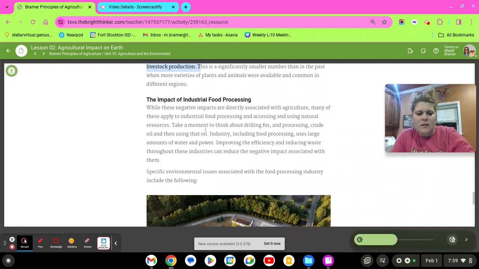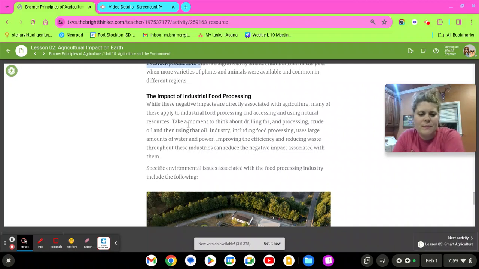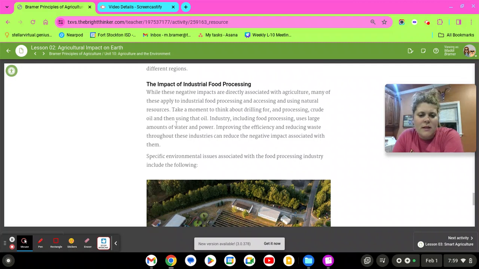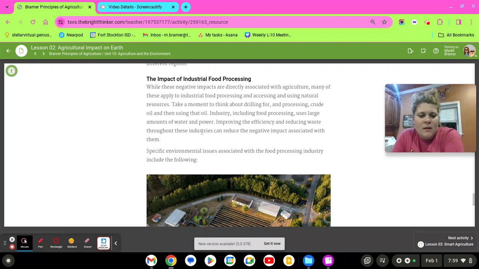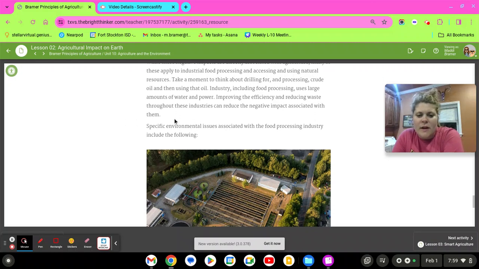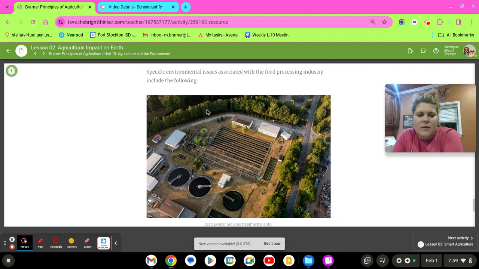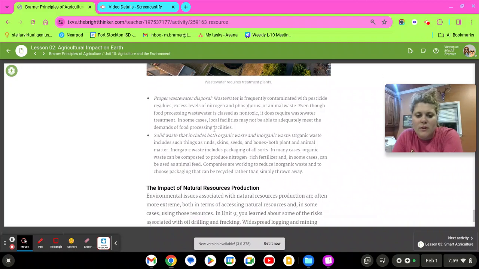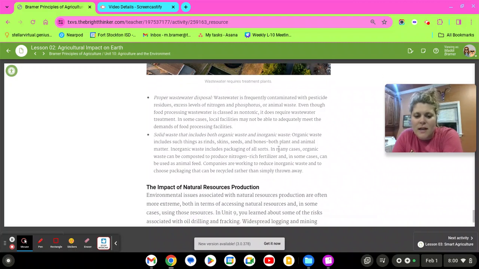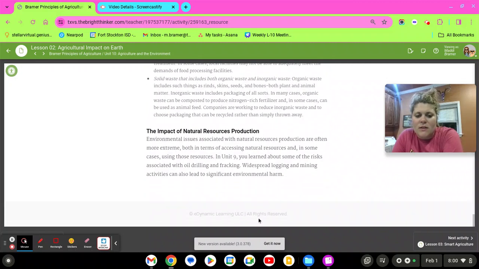The impact of industrial food processing and accessing and using natural resources. Take a moment to think about drilling for and processing crude oil and then using that oil. Improving the efficiency and reducing waste throughout these industries can reduce the negative impact associated with them. So if we just start implementing proper wastewater disposal and solid waste disposal, that includes both organic and inorganic waste, these are some things we can do to help preserve and give agriculture a better name when it comes to the environment.